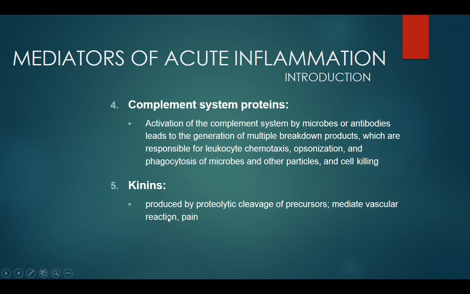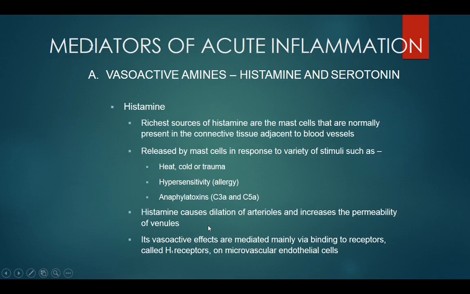And then kinins. Kinins are produced by proteolytic cleavage of precursors, and they mediate vascular reaction and pain. Kinins are the ones which mostly cause pain. Now, vasoactive amines like histamine and serotonin. What is the source of histamine? It is mostly from the mast cells, which are normally present in connective tissue adjacent to blood vessels. They are released by mast cells in response to a variety of stimuli such as heat and cold, trauma, hypersensitivity, and anaphylatoxins like C3a and C5a. These anaphylatoxins are responsible for mast cell secretions; histamine is secreted by mast cells.